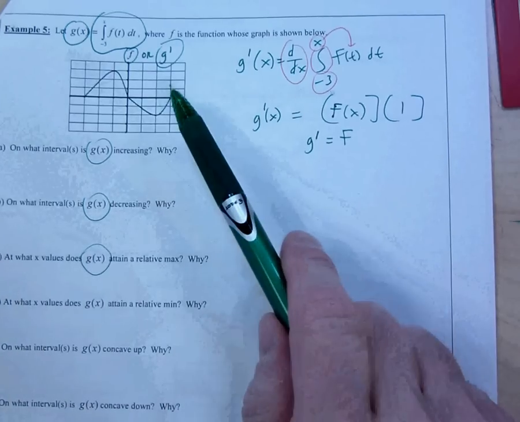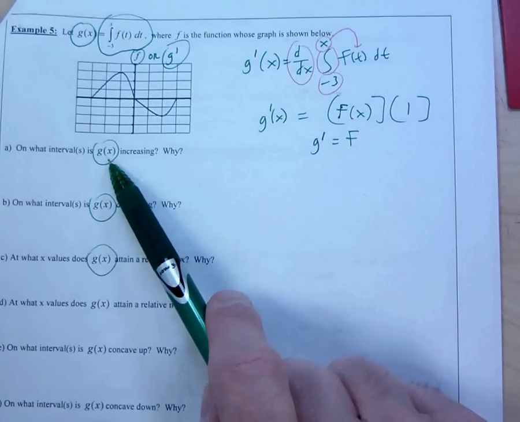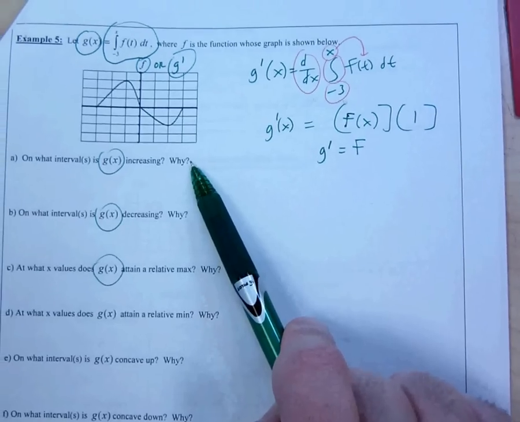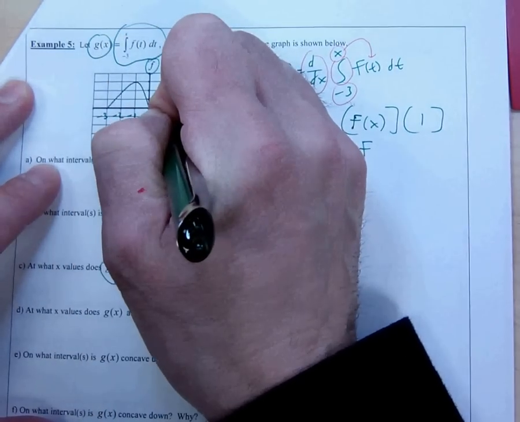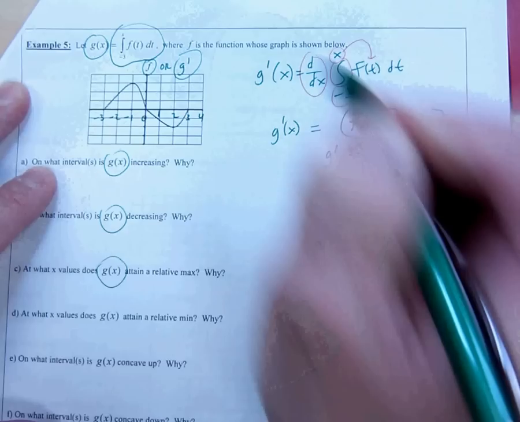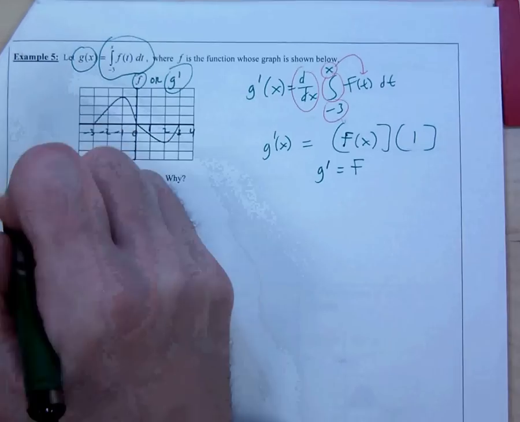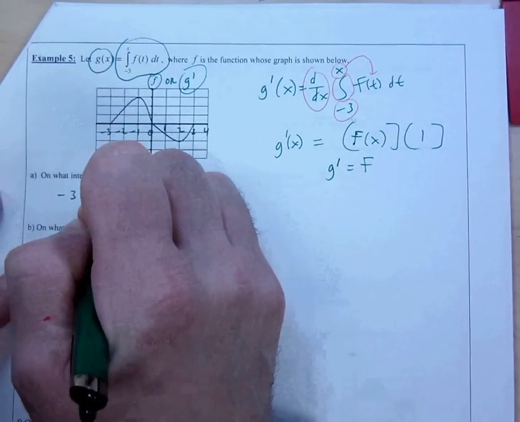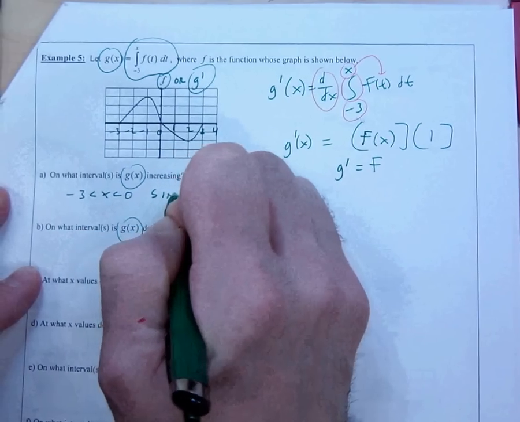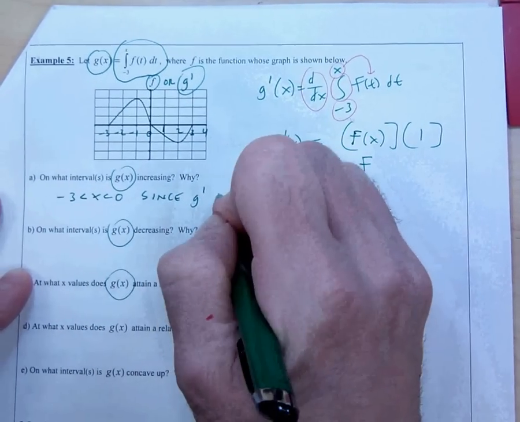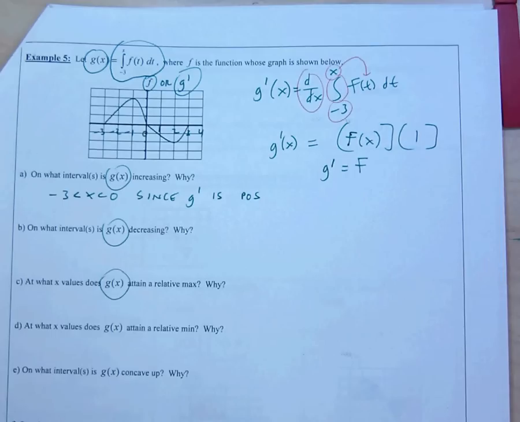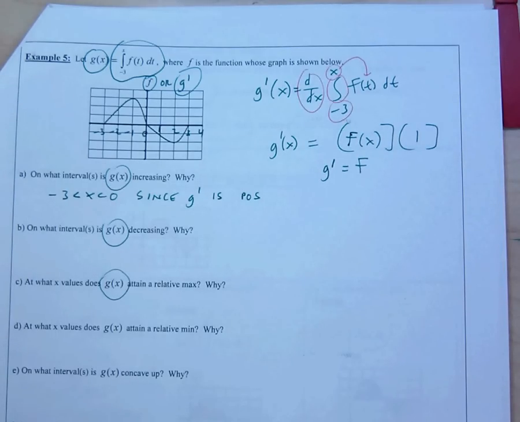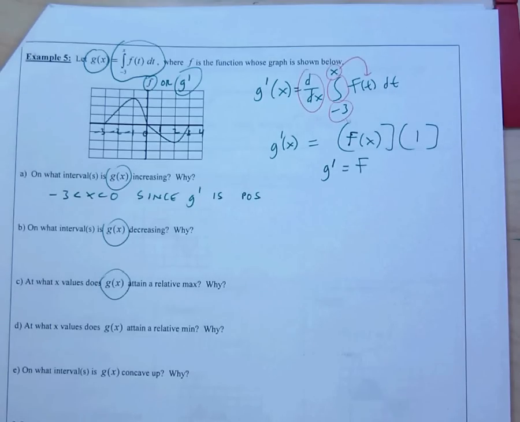Looking at a graph of G prime, I want to know on what intervals is G increasing and why. So what do you think? Let me label these. You said -3 to 0? Okay, good. And why? Since what? Okay, good. Everybody agree with John? So wherever G prime is positive, meaning above the x-axis, you can say G is increasing. Okay, next one.